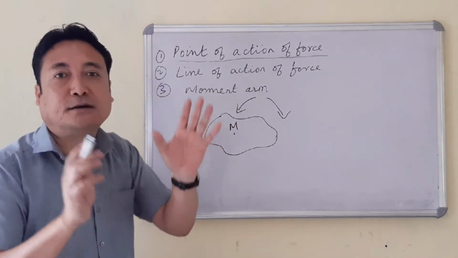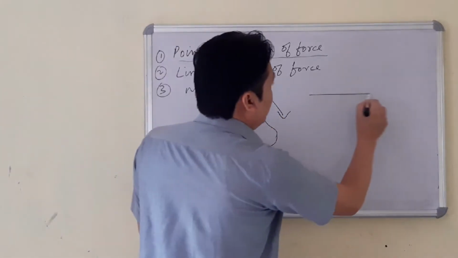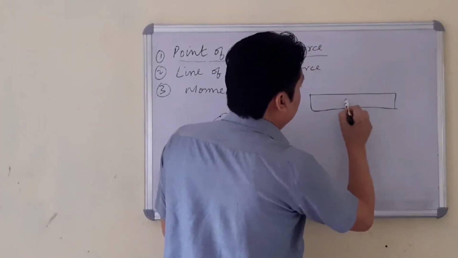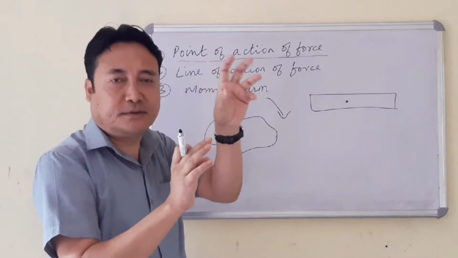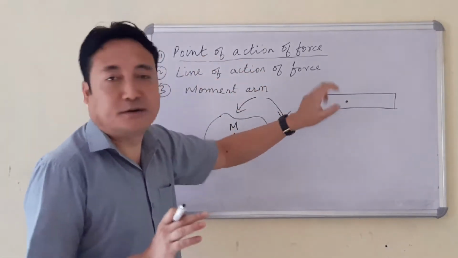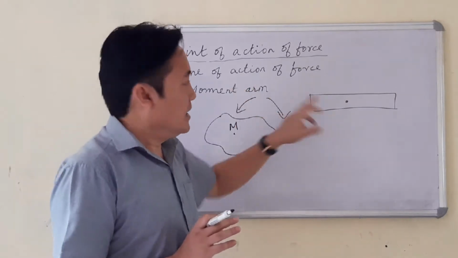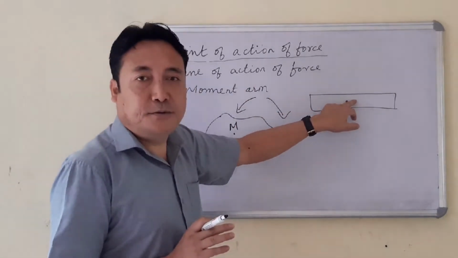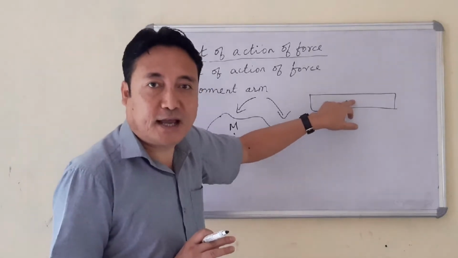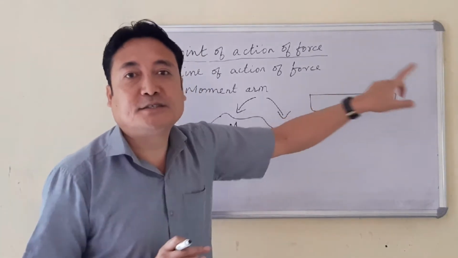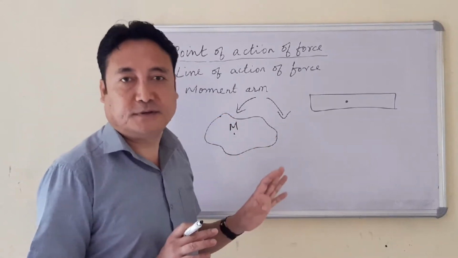Another example: you take a wooden scale or a plastic scale, a long scale, and you fix it in the middle with a nail or some fulcrum. With the help of the nail, you fix the wooden scale. When you apply the force at this middle point where it is fixed, the scale will not move at all.